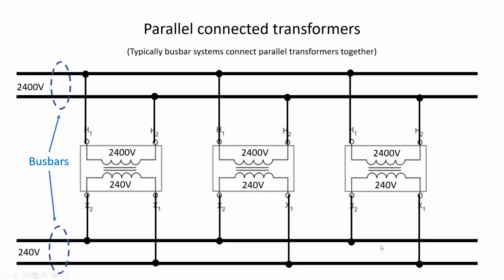So this is how a typical connection would look for parallel transformers. I've got bus bars, because that's typically how we're going to see this type of arrangement conducted. 2400 volt primary, 240 volt secondary. Notice H1 connects to the same bus bar for all the primaries. H2 connects to the same bus bar. And then on the secondary, X2 connects to the same bus bar, and X1 to the same bus bar. So they're maintaining proper polarity.